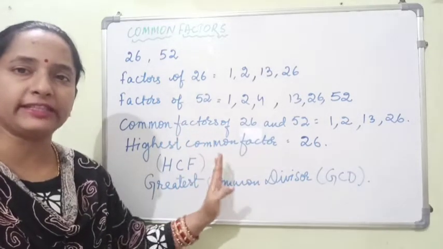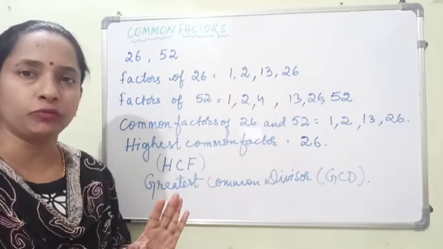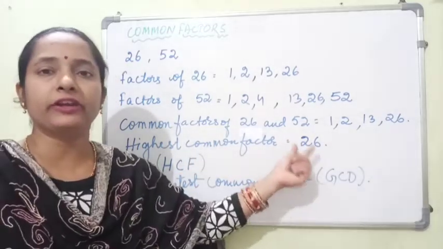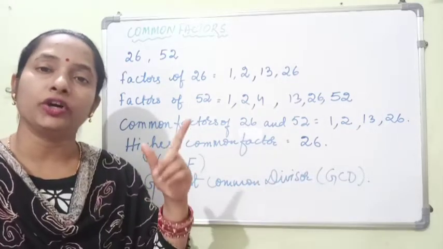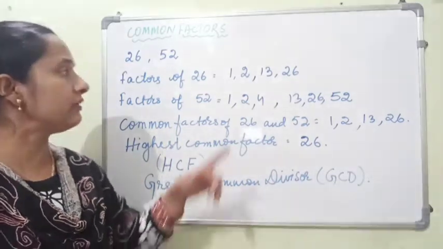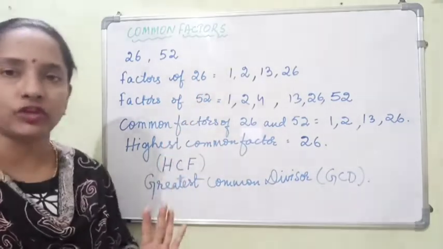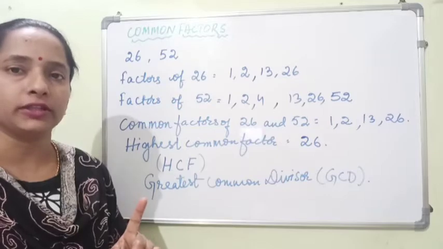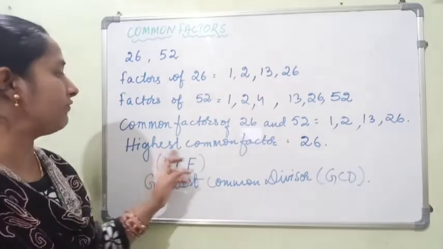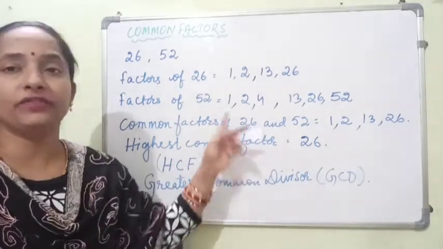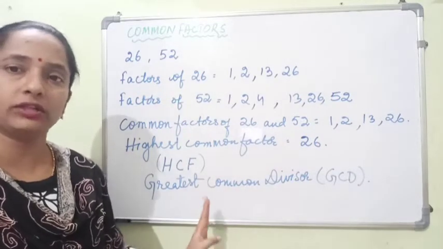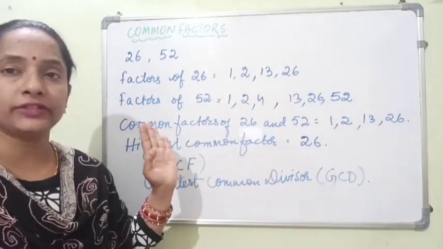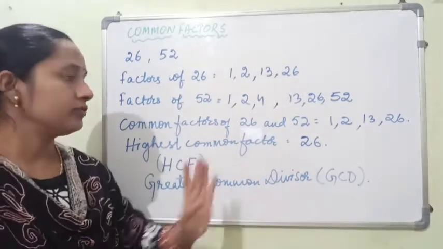Highest common factor, HCF or GCD, both refer to the same concept. See, 26 is the greatest common factor, where 26 is the number that can divide both 26 and 52. It is the greatest number that can divide both of them together. So the HCF, or the highest common factor, of the given two numbers is 26, or the GCD, greatest common divisor, of 26 and 52 is 26.